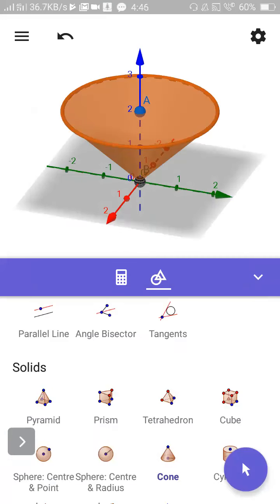Can I increase this base radius? Once I increase this base radius alone, I will get like this, but I will get a new angle. Anyway, we will see now.